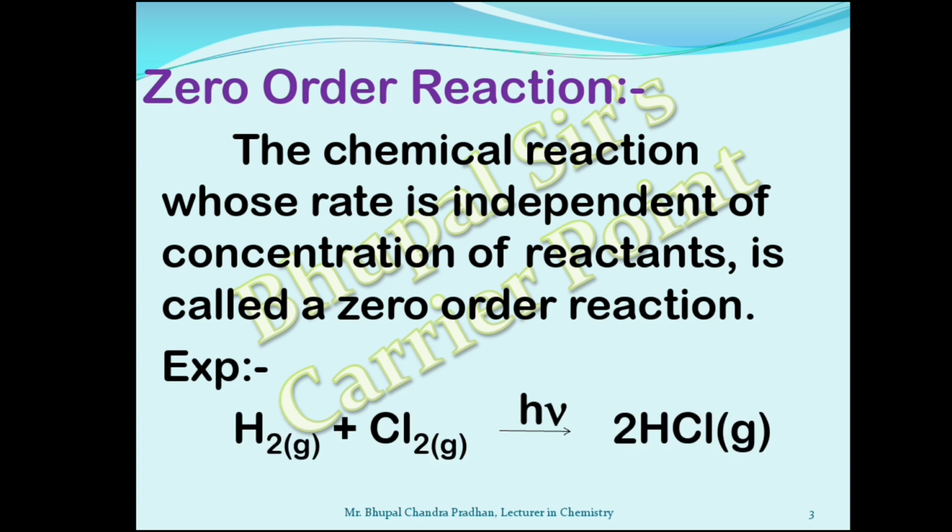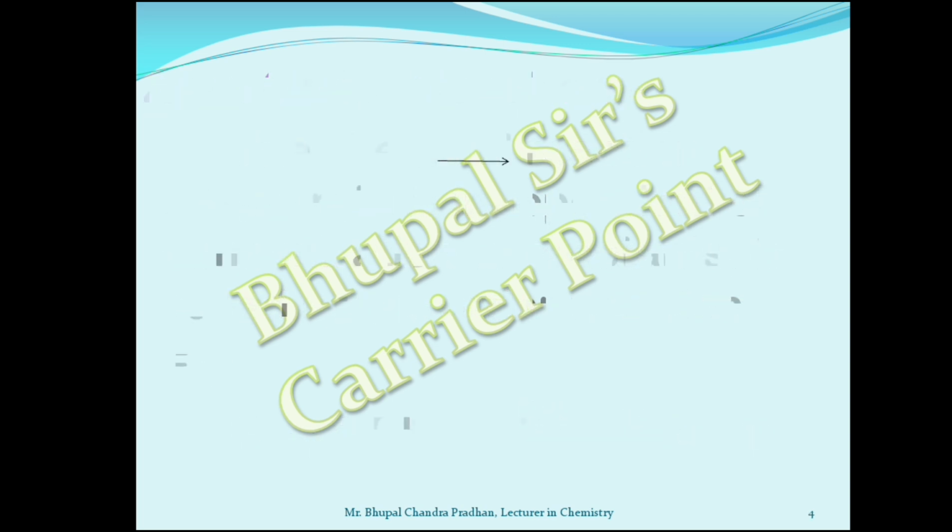Let us come for example: H2 plus Cl2 in the presence of diffuse sunlight or h nu gives 2HCl gas. Here the rate of the reaction does not depend upon the concentration of H2 and Cl2.